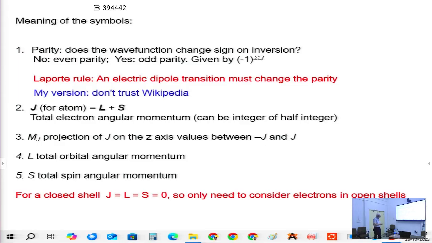Then the second thing we need to worry about is J. J is the total angular momentum ignoring the nuclear spin. It's normally called the total angular momentum. When you add the nuclear spin, it's then called the final angular momentum, F. And it's a sum of L and S, where L is the total orbital angular momentum and S is the total spin angular momentum.